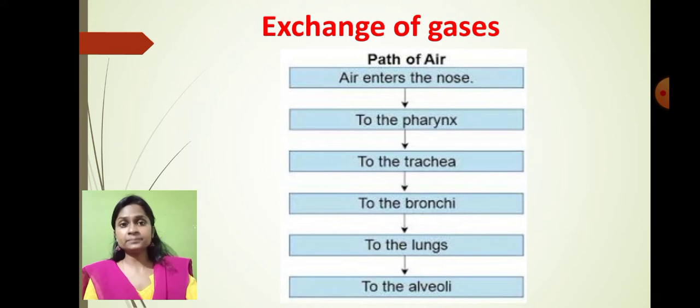I repeat once again. First of all, air will enter inside the nose. From the nose, the air will move toward the pharynx. Then it will go to the trachea. Then it will go to the bronchi. Then it will go to the lungs. And then it will go to the alveoli.